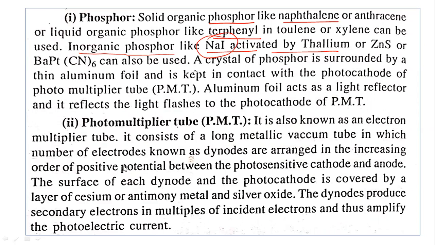Now, the second part of the scintillation counter is the photomultiplier tube. The PMT is also known as an electron multiplier tube.